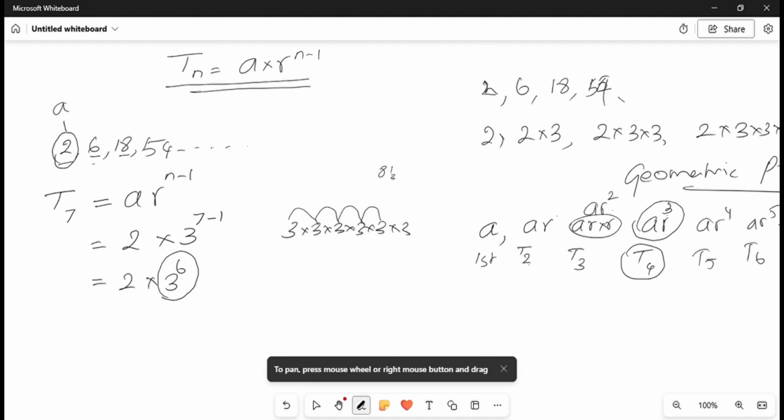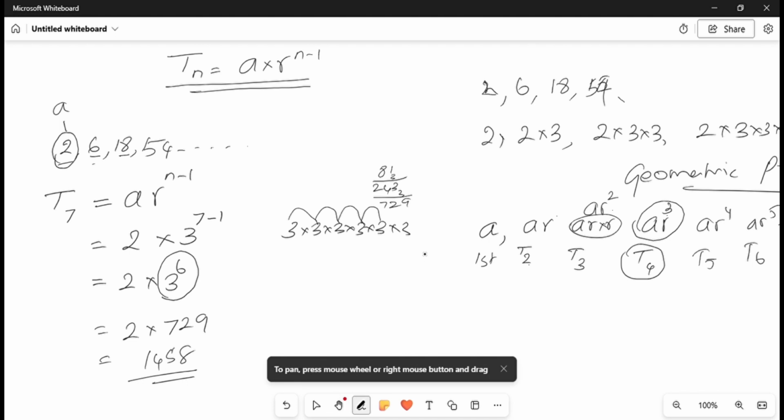81 into 3, 243 into 3, 9, 9, 12, 3 to 4, 729. So this is 2 into 729. If you want, you can multiply this. 2 into 9, 18. 2 2s are 4 and 1, 5. 2 7s are 14. 1458. So if you keep on writing this number up to the 7th term, it will be 1458 because it is getting multiplied. So this is the way we are finding the 3 to the power 6.